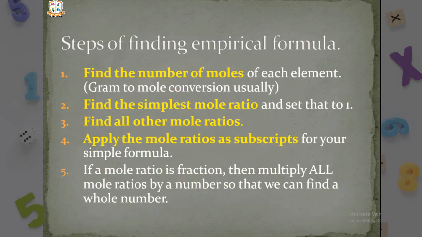Steps of finding empirical formula. How can we find empirical formula? First, you have to find out the number of moles, then you have to find out the simplest mole ratio, and finally you have to apply the ratio as a subscript for your formula. There is another thing: if you get fractions in the ratio, then you have to multiply the mole ratio by a number so that you can find a whole number.